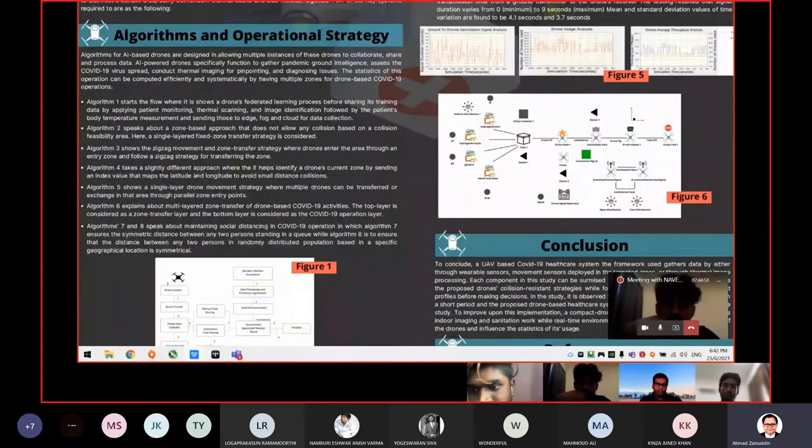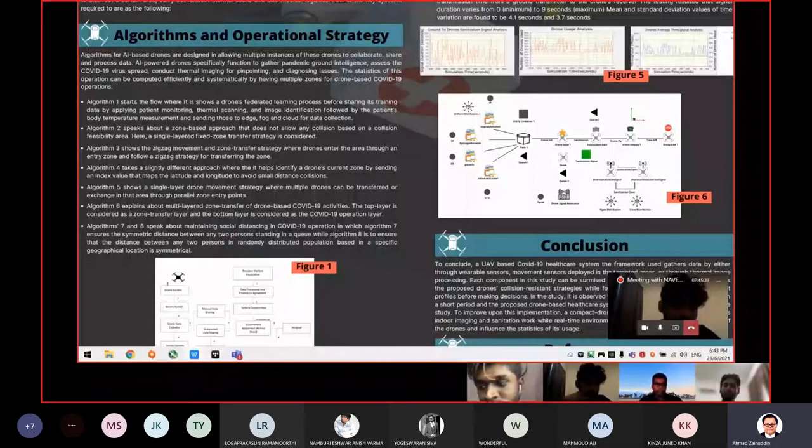Algorithm one is the baseline algorithm, which covers the entire learning process of a particular drone, where it shares the training data by applying patient monitoring, thermal scanning, and image identification towards the system, which will then move on to algorithm number two. Algorithm number two to algorithm number six speak about the collision system, or the collision feasibility diagram, where we detect how near a drone can come to a collision, and then we work on how to mitigate that scenario.